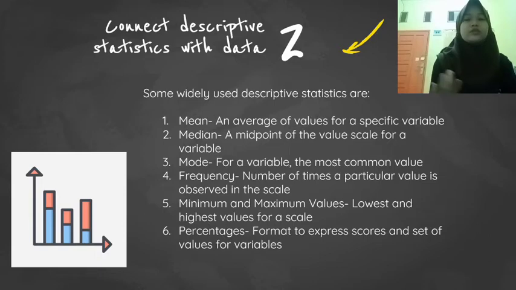Like we have already learned in the mathematics subject, for example, we use mean in order for us to know the average value for a specific variable, and also median, the midpoint of the value scale for a variable. Mode, for example, for a variable, is the most common value. All this is to describe the statistics itself.